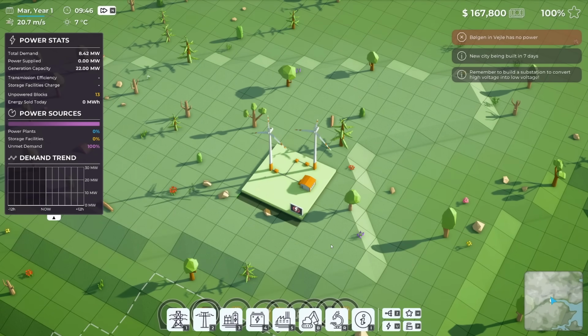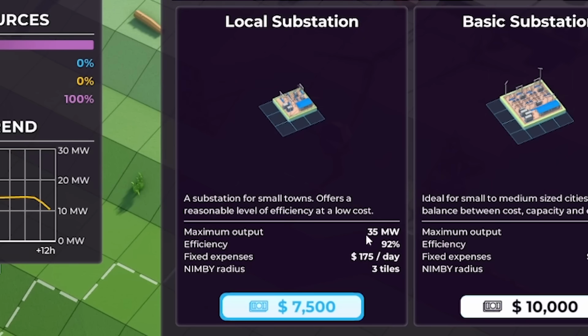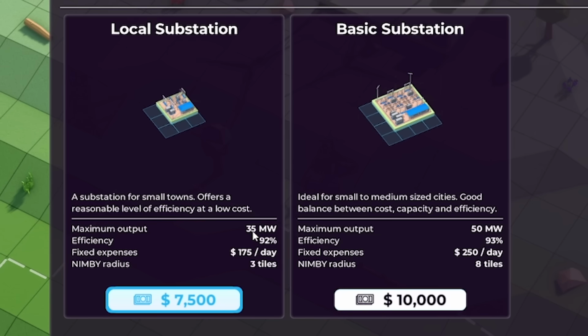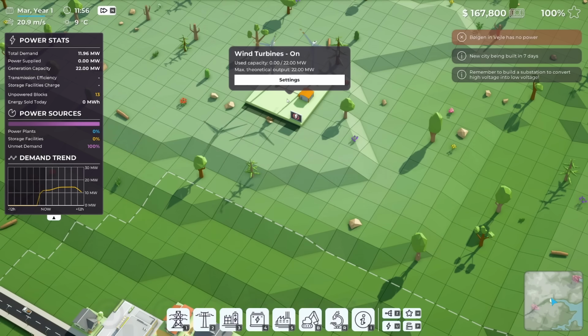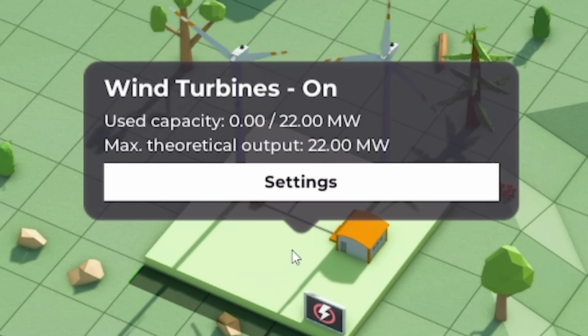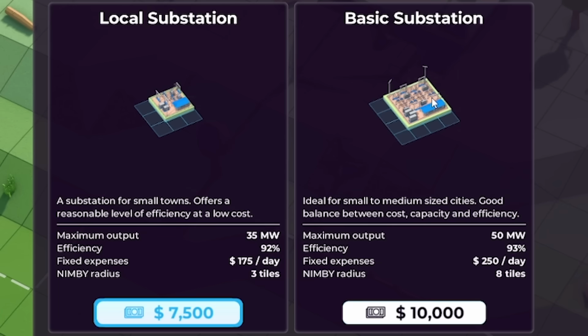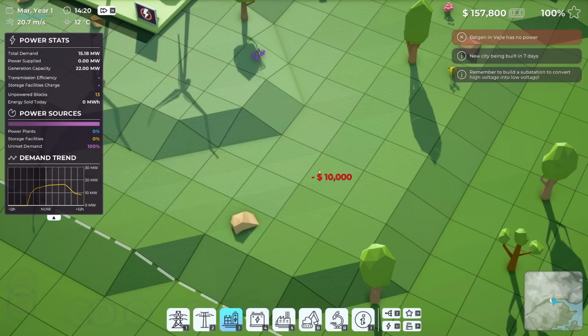So next up, we're going to need a substation. So we can do a local one for 7.5 grand. That can only take 35 megawatts, or we can do a basic one for 50. How much does our wind produce? Up to 22. So I think it's probably safer to go for a basic one, because then we can add another windmill to the network without the substation blowing up. Whereas that one could be a bit dangerous. So yeah, it's worth the 2.5 grand, I think. So we'll plonk that there.